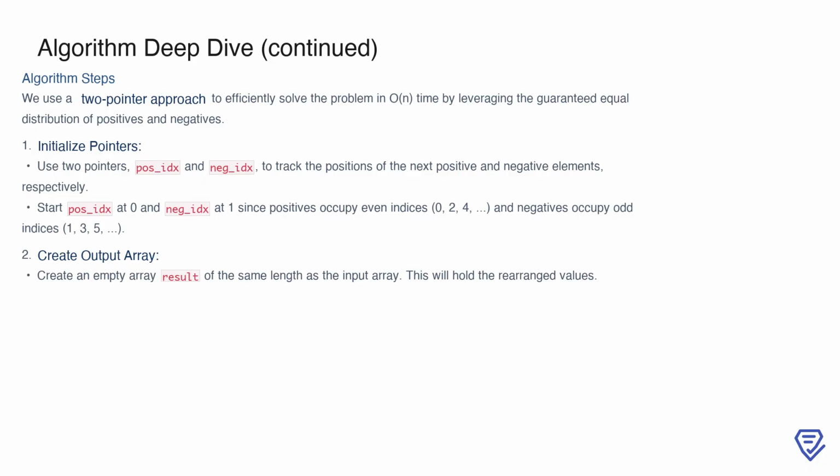This setup aligns with the requirement that positives occupy even indices and negatives occupy odd indices. Next, we create an empty array called result with the same length as the input array. This result array will store the rearranged elements, ensuring that we can manage placements without overwriting any values from the input array during the process.